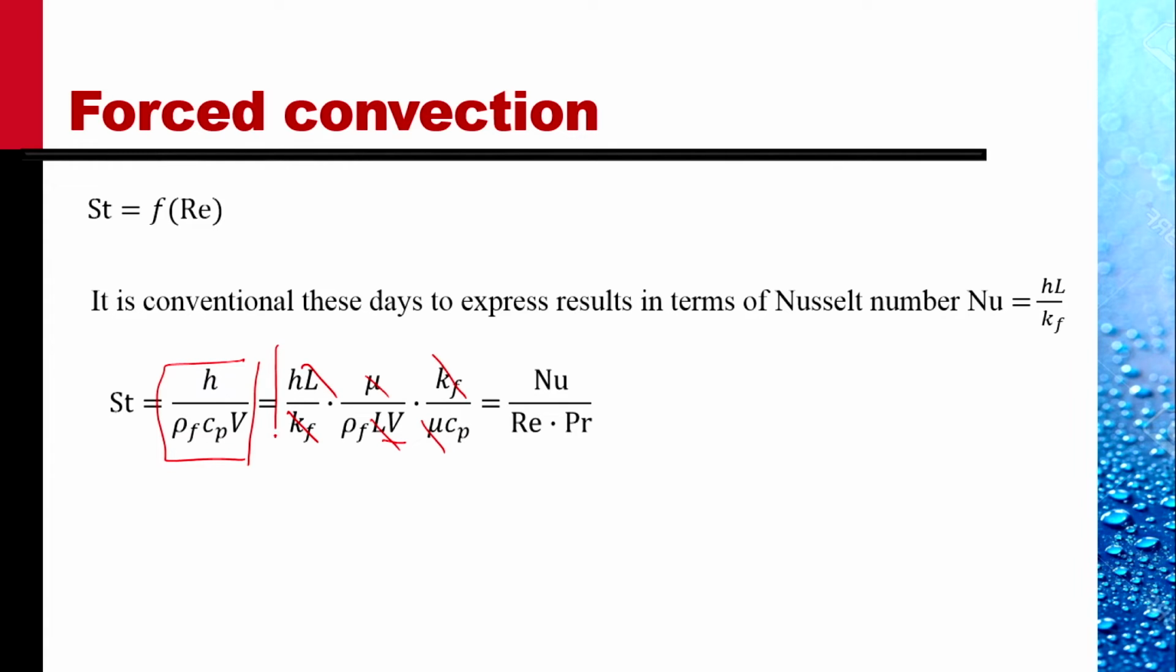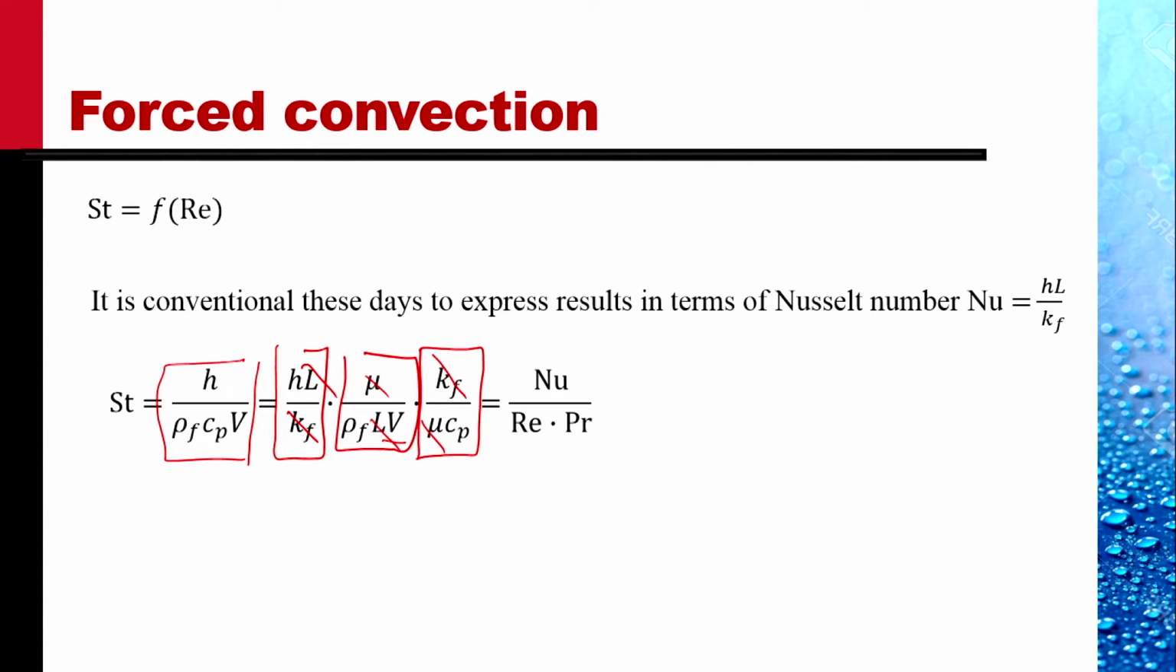And what is this? This is Nusselt's number. This is 1 over Reynolds number, and this is 1 over Prandtl number. Mu Cp by K of the fluid is the Prandtl number of fluid. The Stanton number is nothing but Nusselt's number divided by Reynolds number times Prandtl number. Just another way of expressing the Nusselt's number.